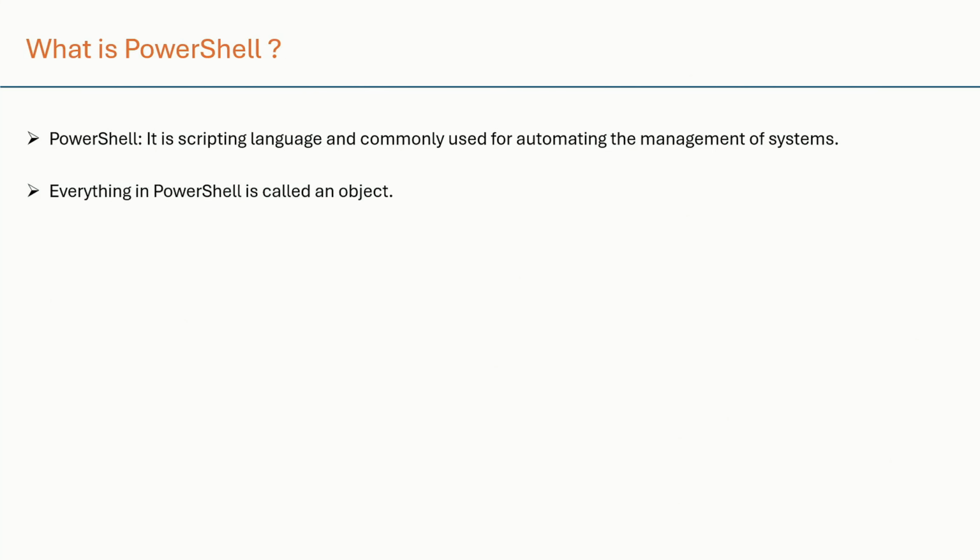Everything in PowerShell is called an object. So everything in PowerShell is nothing but an object, right? Now let me first of all open PowerShell. How can you open PowerShell on your system? You just search for PowerShell ISE, and you would be able to open it up. You just need to search on your system for PowerShell ISE and you will be able to open it up. So let me open up PowerShell ISE.